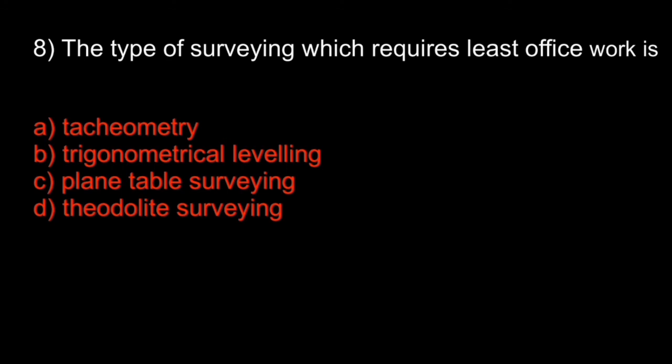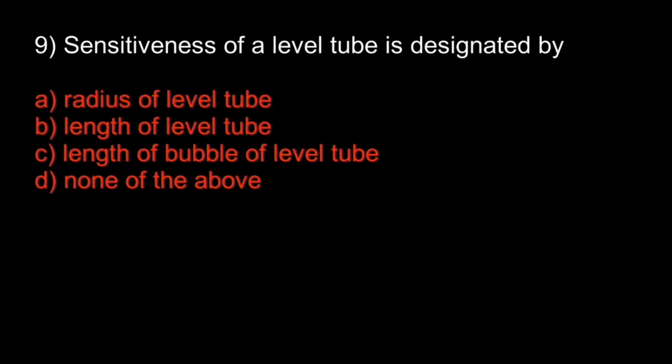Now let us move to the next question. Sensitiveness of a level tube is designated by: option A, radius of level tube; option B, length of level tube; option C, length of bubble of level tube; option D, none of the above. And we know that the sensitiveness of a level tube is designated by the radius of the level tube. Option A is the answer.